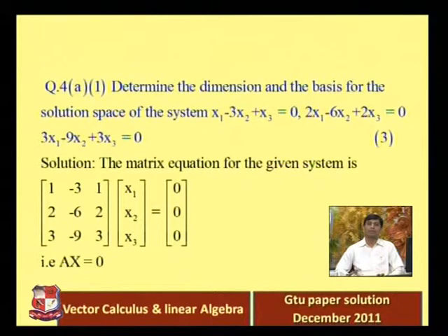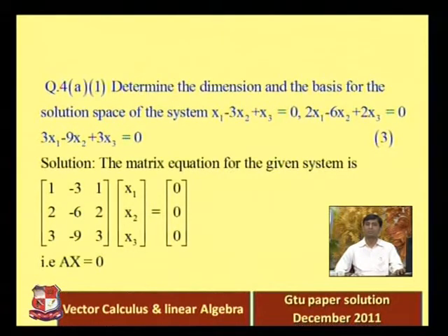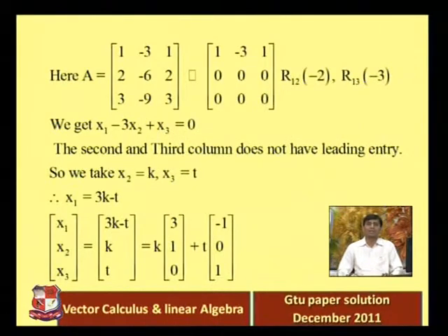Now we are trying to convert this matrix into a row echelon form because we want to solve these equations. So here A is 1 minus 3 1, 2 minus 6 2, 3 minus 9 3, and B is already 0 0 0. Whenever we multiply any row and add into any row, the column vector is the same. So we multiply the first row with minus 2 and add into the second row, and multiply the first row with minus 3 and add into the third row. So we will get 1 minus 3 1, second row 0 0 0, third row 0 0 0.